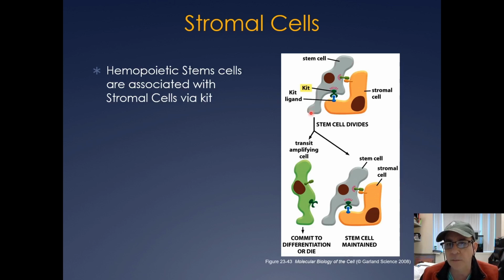Okay, so you'll have a stem cell associated with a stromal cell, and then you have KIT and KIT ligand, and this basically tells the cell, when it's associated with the stromal cell, that it should be a stem cell. When it divides and it no longer has that KIT interaction with the KIT ligand, it becomes a transit amplifying cell, and it goes on to differentiate, or it dies. Okay, so in general, you need this connection and crosstalk to keep the cell a stem cell.